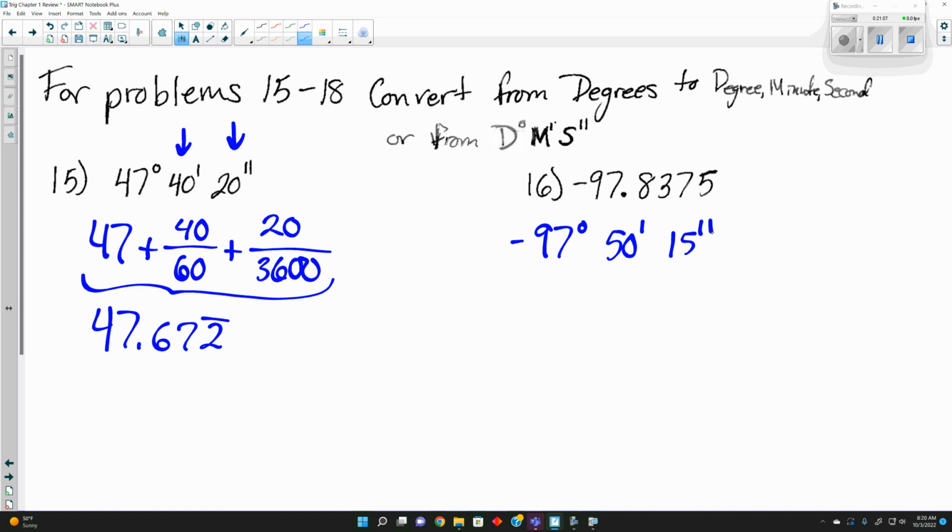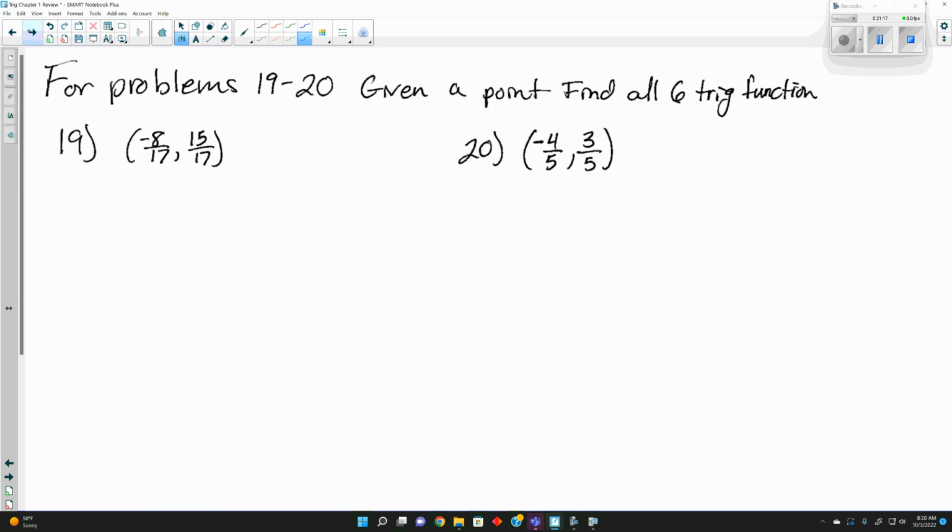Any questions on this here? We good with 15 through 18? 19 or 20, which one do we want to look at? Do you have a preference between 19 and 20? So give it a point.